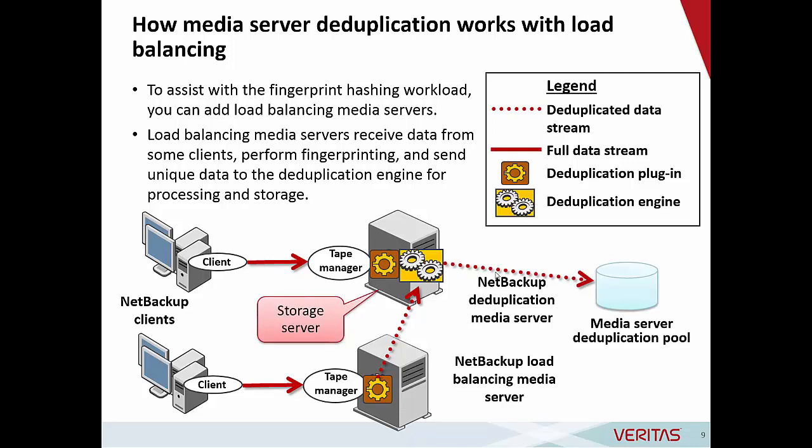And so to prevent this fingerprint hashing workload from overwhelming a media server, we provide the option to use load balancing media servers. That means essentially you have one MSDP pool with multiple media servers associated with it. One of them will be the storage server. The other ones will be the load balancing media servers. And so clients can send their data to any of these media servers. They can send it to the storage server or to one of the load balancing media servers.